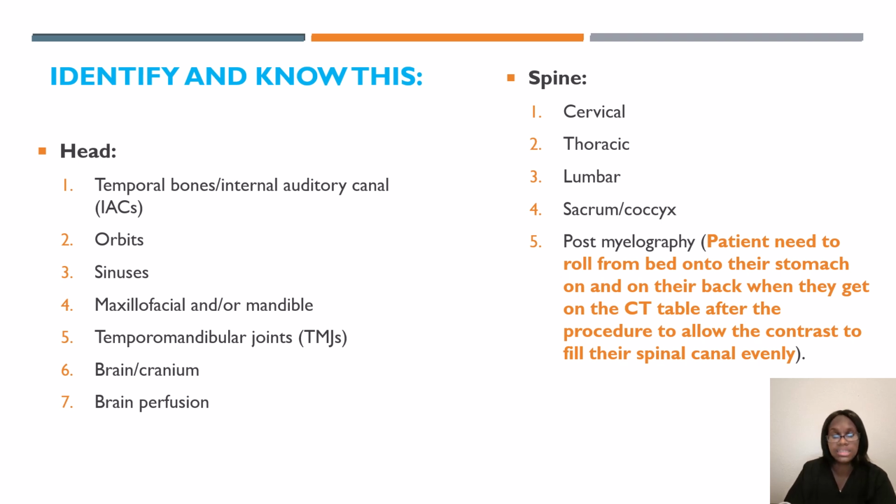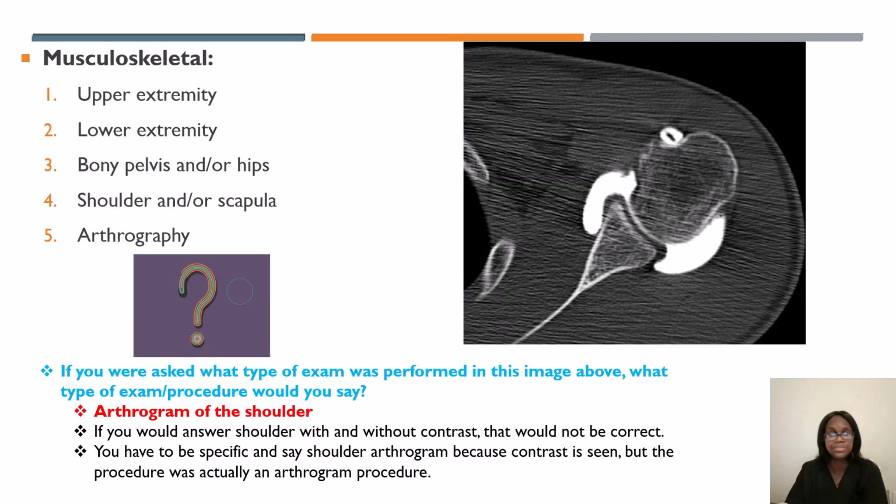Identify and know these other anatomies for your head, your temporal bones, orbits, sinuses, your mandible, brain perfusion. Also know your spines. Whenever a patient comes in for a myelogram, a lot of times we have them rolled from their bed, which is parked super close to the table and locked. The patient will need to roll from their bed onto their stomach and then roll again like a 360. This is just to let the contrast go evenly through their spinal canal.